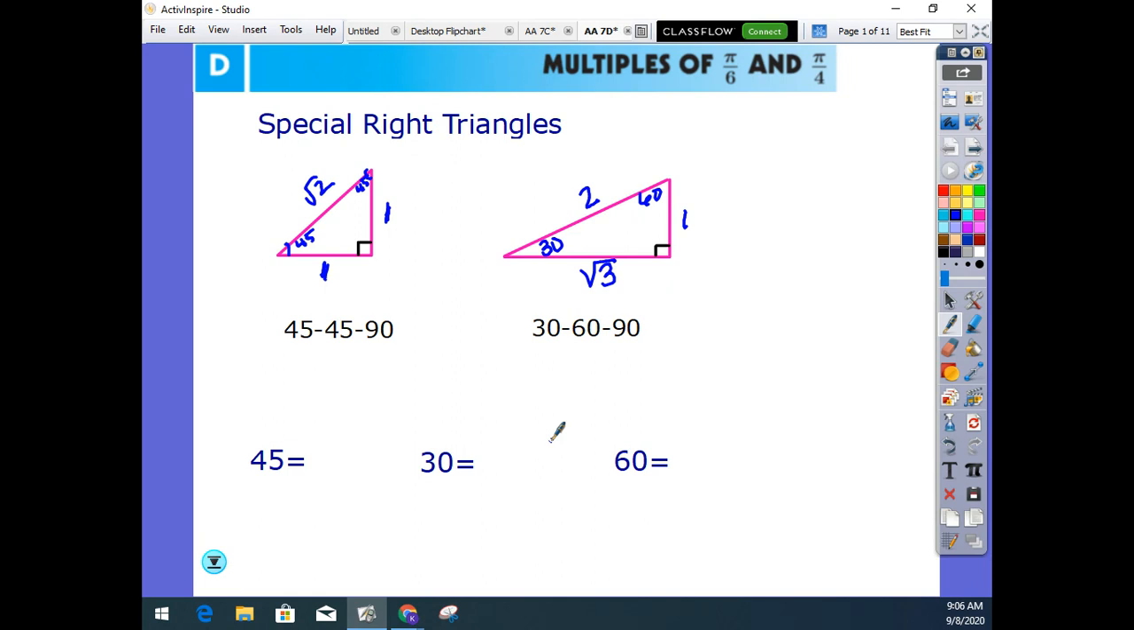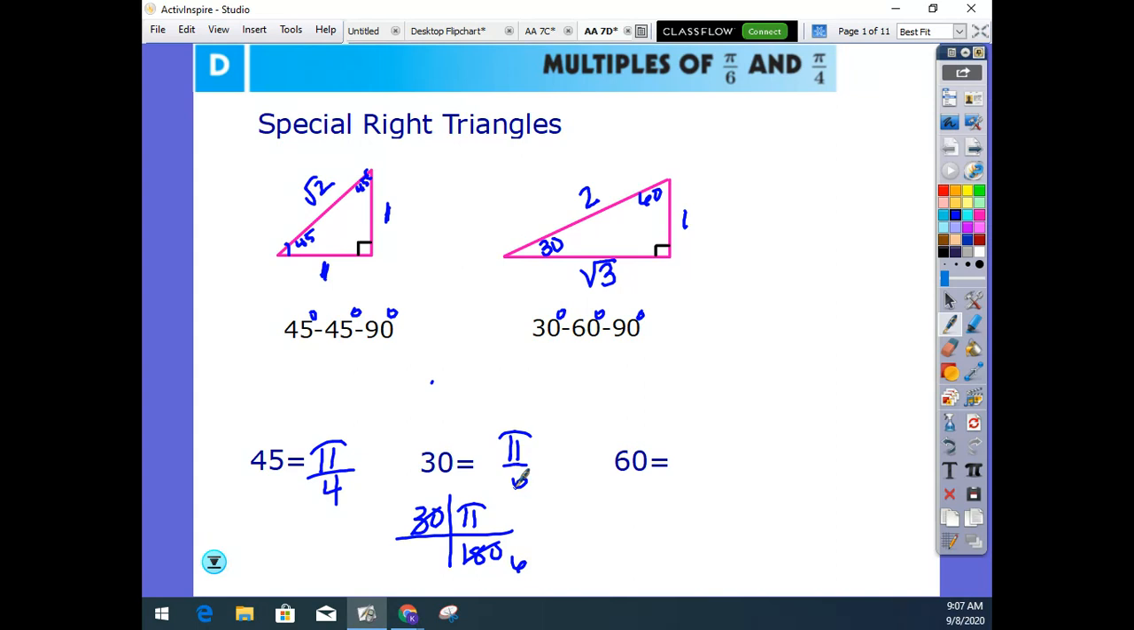Now, sometimes these are in degrees. You also need to be just as fluent in radians. So because pi is 180, if we convert 45 into radians, 45 is the same thing as pi over 4. And maybe think of it this way. If I multiply by pi over 180, that's how I can get this.